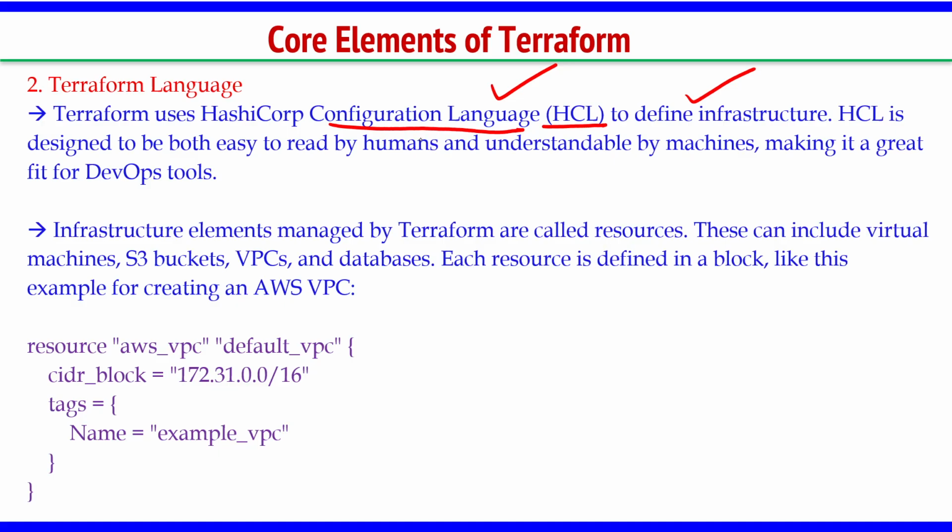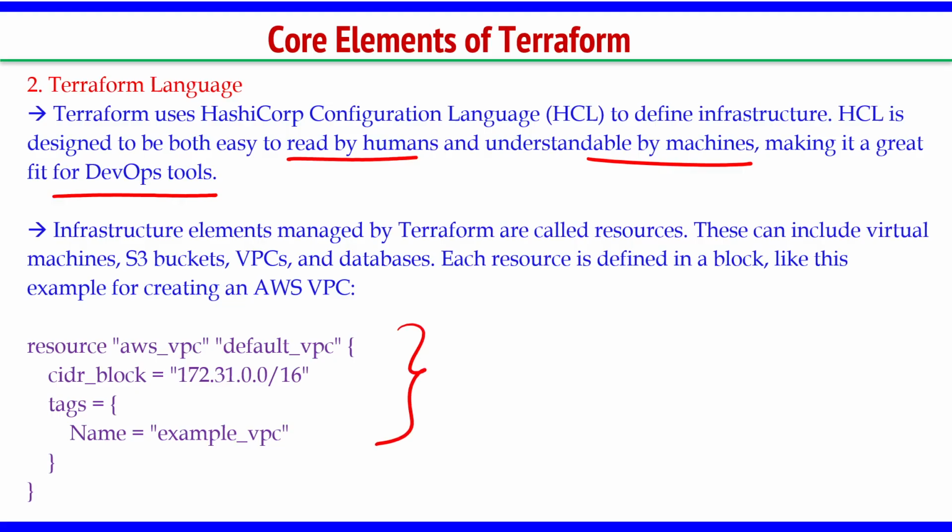Again, it's no different from other programming languages. It's not too complex to understand. It's something like JSON or other programming statements we have. But since it is their product, they wanted to have their own name for that particular language, so they called it HCL. HCL is designed to be both easy to read by humans and understandable by machines, making it a great fit for DevOps tools. Very simple language.